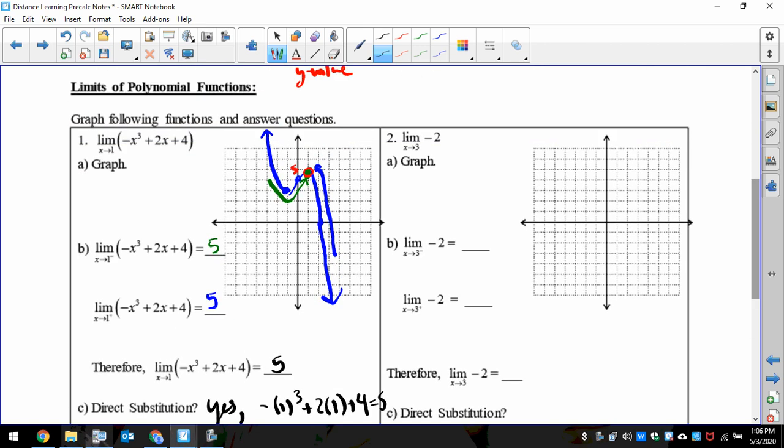Okay, let's move on to the next one. Here's a graph of a continuous function. I'll graph it in blue. Here it's of a height -2.